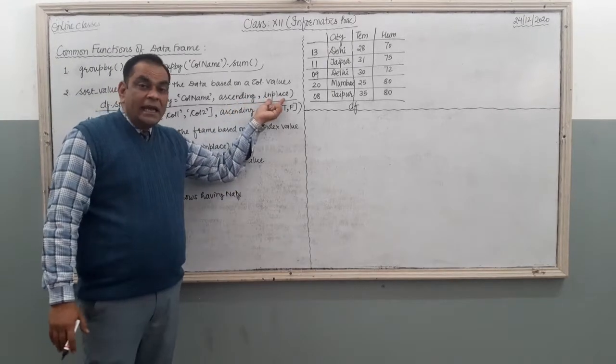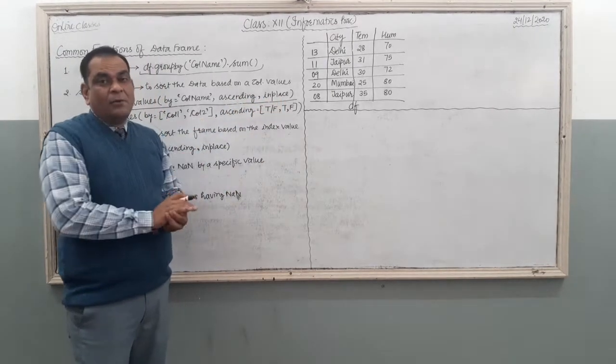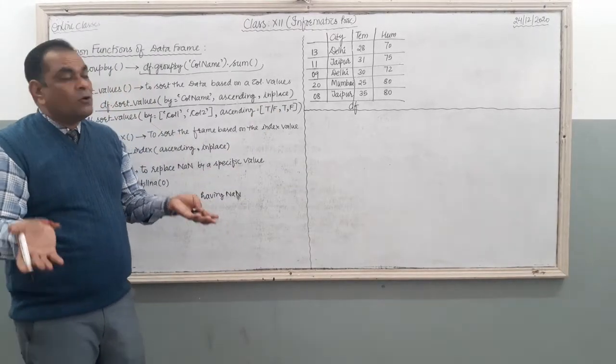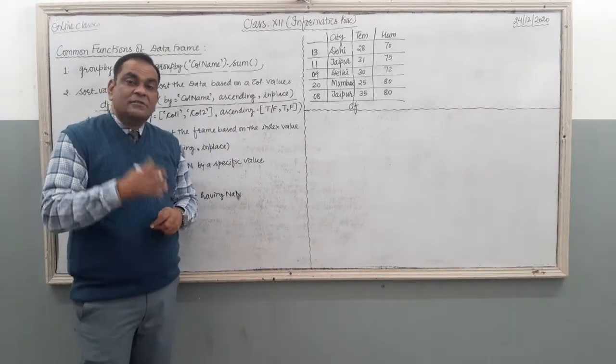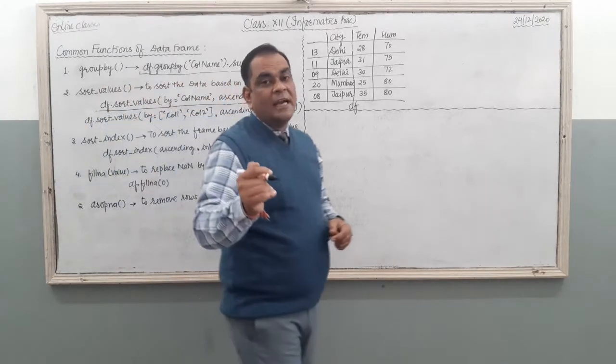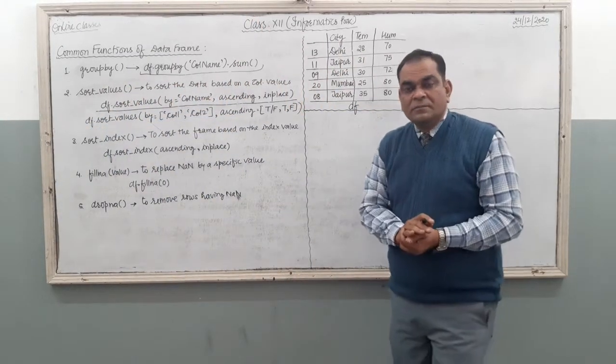In place, here in place it is the next attribute. Either you can skip this attribute or you can add the attribute in place. Values of this in place attribute are either true or false, right?